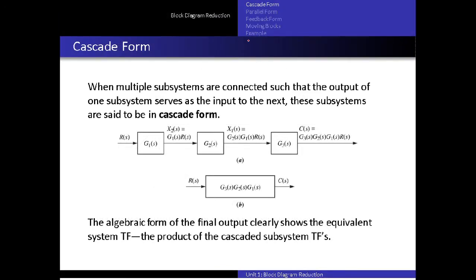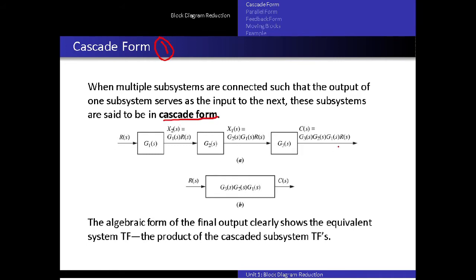Now with that let us try to understand the different rules for the block diagram reduction technique. The first rule is very simple, that is cascade form. What is cascade? We can sometimes call it series connection. When multiple subsystems are connected such that the output of one system serves as input to the next system, you can see this is input to one system, the output of this system is given to the input of another system, and ultimately we are getting the output. So these subsystems are said to be in cascade form.